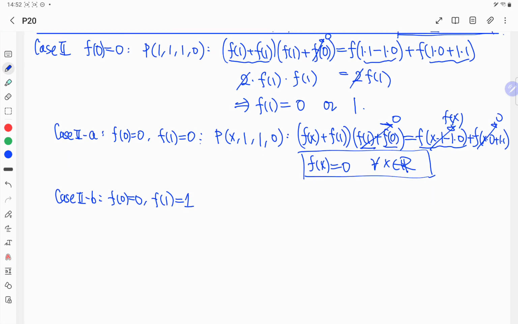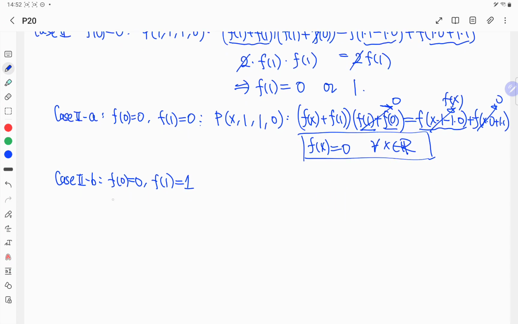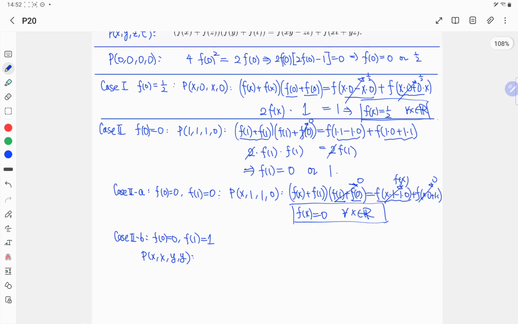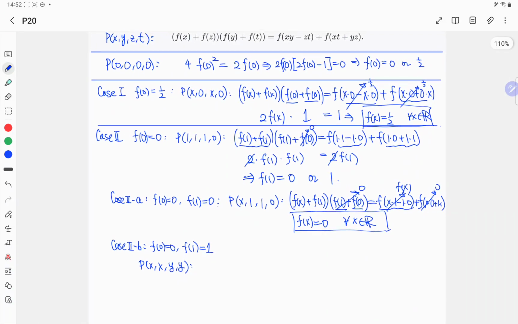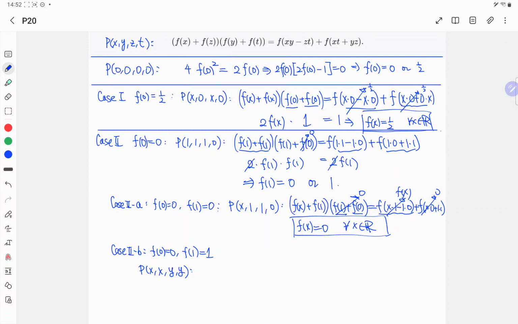Okay, so here we can try to pick P(x, x, y, y). Okay, so let's see what we'll get. So on the left side, f(z) plus f(x) plus f(z) will be f(x) plus f(y), and then f(y) plus f(t).